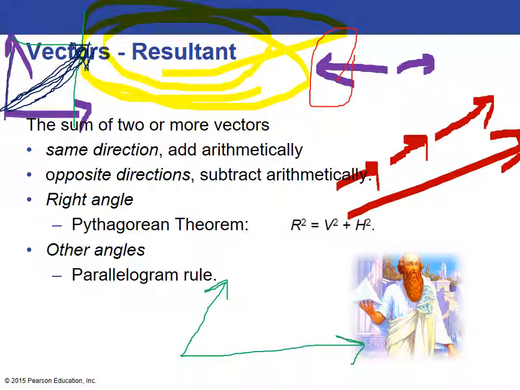What we're going to want to figure out is to draw a parallelogram with that, and your resultant vector looks like that, except a straight line, of course. We will practice this in class.